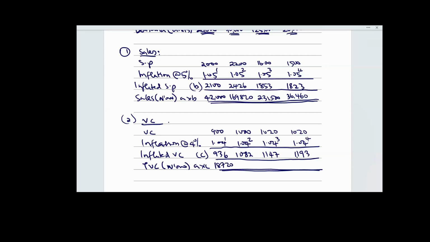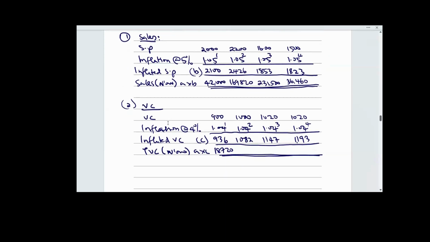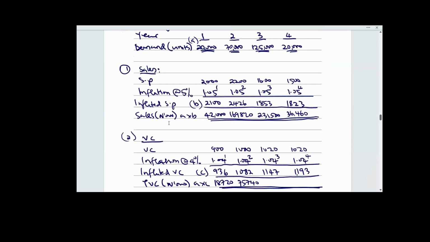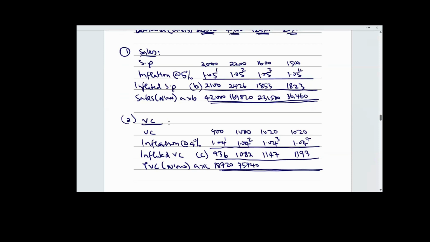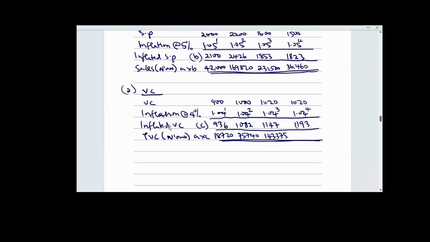Next one. 70 multiplied by 1082 is 75,740. 125 multiplied by 1147 is 143,375. 20 multiplied by 1193 is 23,860. So we have calculated the variable cost.